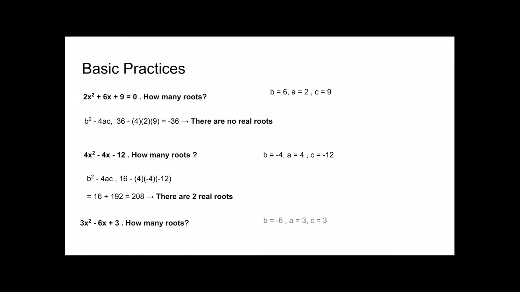Example number 3. 3x squared minus 6x plus 3. Identify the variables: b equals negative 6, a equals 3, and c equals 3. Negative 6 squared is just 36, since a negative squared is always a positive. So 36 minus 4 times 3 times 3, and you should get 36 minus 36, and that equals 0. Therefore there's only one real root.